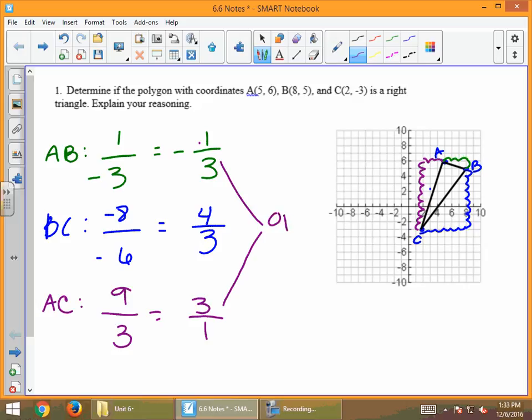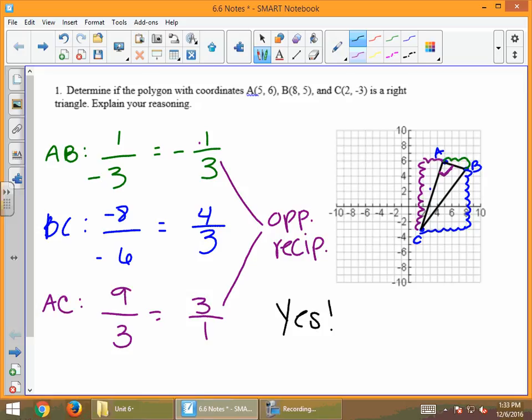Are they opposite sides? Yeah. They're opposite reciprocals. That means whenever you have that, you have perpendicular lines, which means where they intersect, a right angle is formed. So that is a right angle. Therefore, we have a right triangle. So your answer in this question would be yes. It is a right triangle.